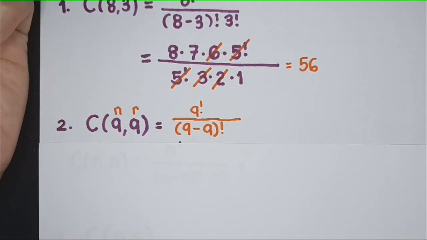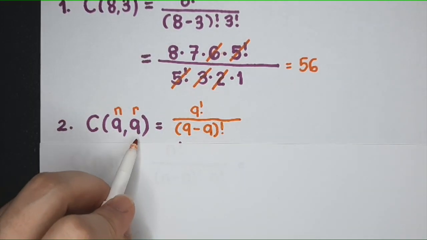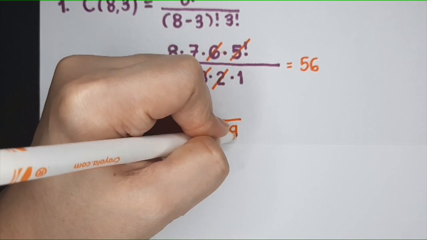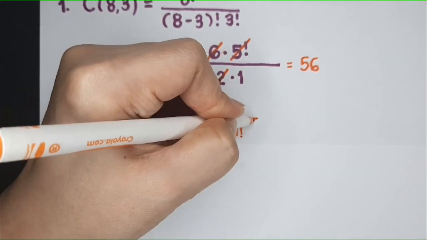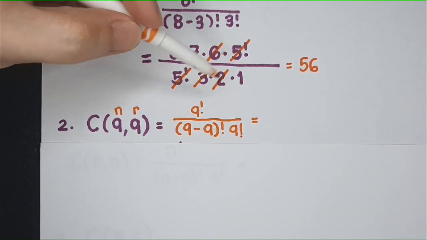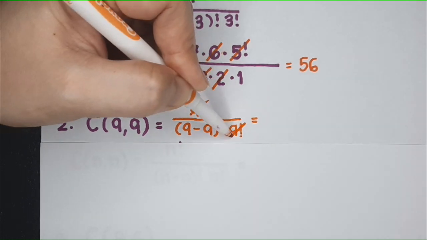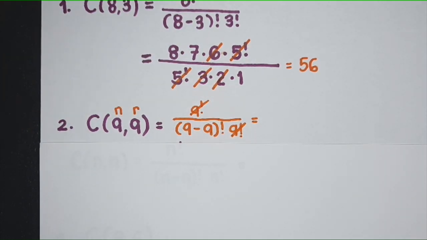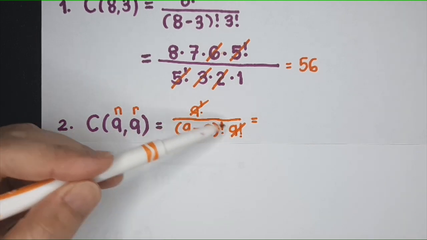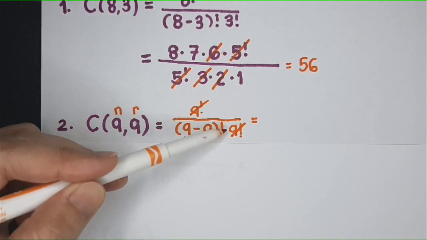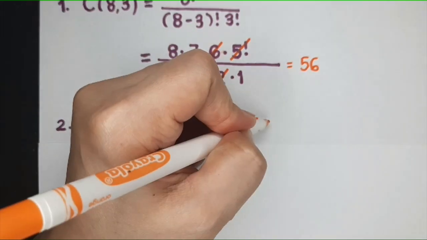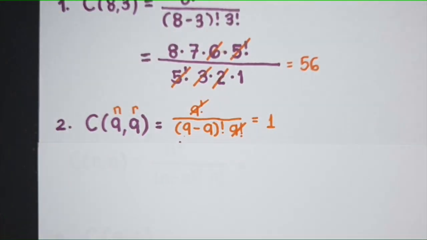And then r factorial. So, our r is 9 also. So, 9 factorial. Tapos, pag chinek ninyo, tingnan nyo to. This will cancel out. So, what is 9 minus 9? It is 0. What is 0 factorial? It's 1. So, wala naman na to, nag-cancel out. So, that's 1 also. Ito ay 1 din. So, the answer here is 1.